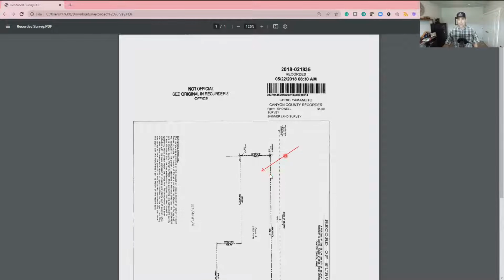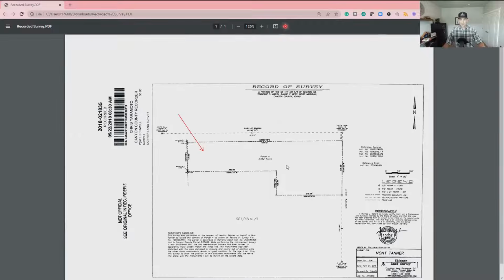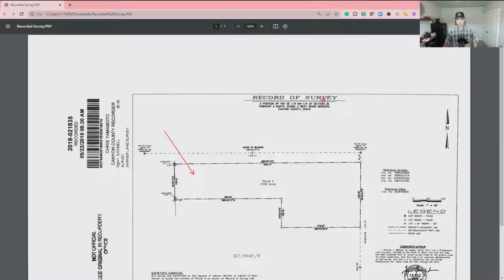And this red arrow is showing the subject property that they're talking about in this particular report that we're seeing here. So, okay, let me get this back so we can see it in horizontal mode. At the top, look at this, it says record of survey. Okay, this is what it is. This is the legal of where this is at. A portion of the southeast quarter, northwest quarter of section 18, township 5 north, range 2 west, Boise Meridian, Canyon County, Idaho. Okay, so this is the legal here.